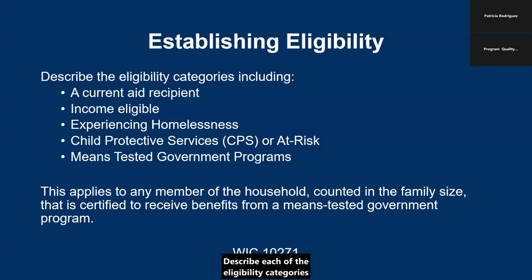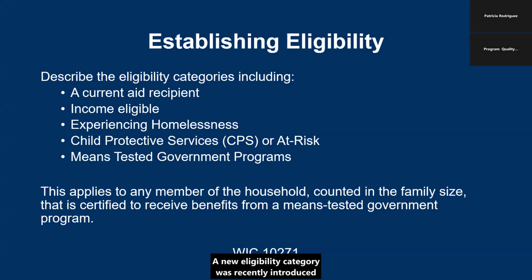Describe each of the eligibility categories and what documentation a family will need to provide to verify this information. A family is eligible for child care and development services when the parent is a current aid recipient, income eligible, experiencing homelessness, or one whose children are recipients of protective services, or at risk of being neglected, abused, or exploited. Use this area to indicate what types of documentation can be used to validate each category.